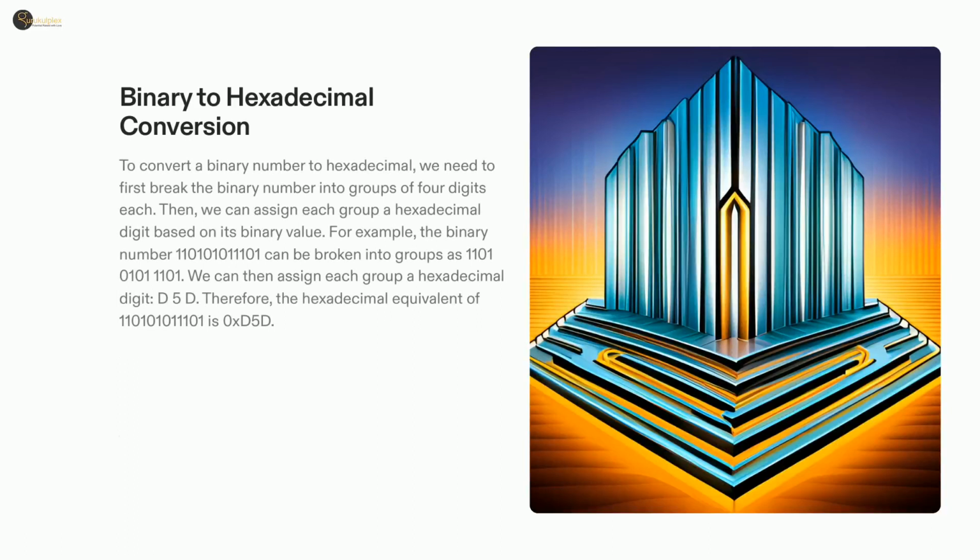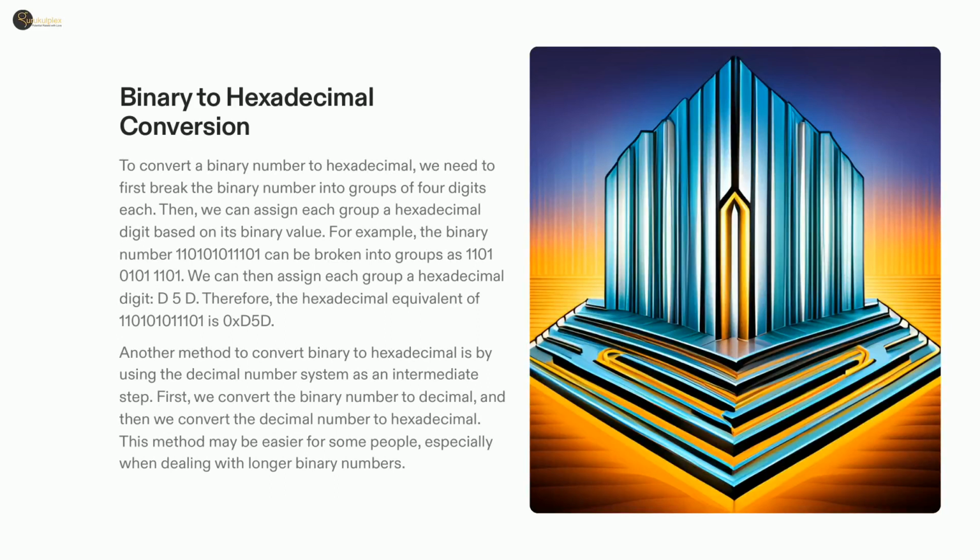Converting binary to hexadecimal is a helpful tool in computer programming and coding. It makes it simpler to comprehend and work with binary numbers by changing them into more understandable hexadecimal numbers. One approach involves breaking the binary number into chunks of 4 digits and relating a hexadecimal digit to each group. For instance, the binary number 110,101,011,101 can be broken down and changed to D5D in hexadecimal.